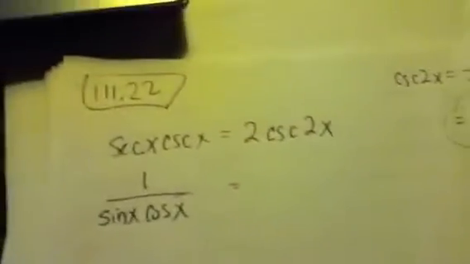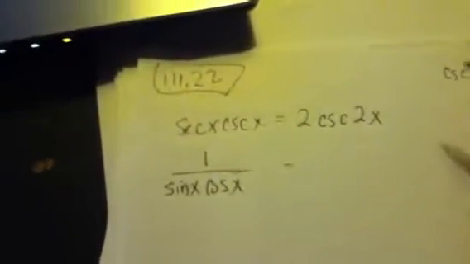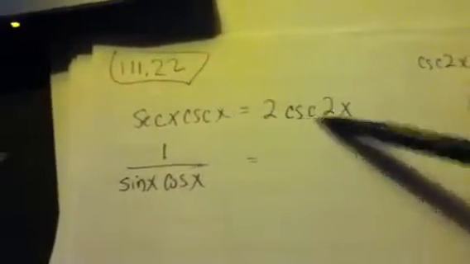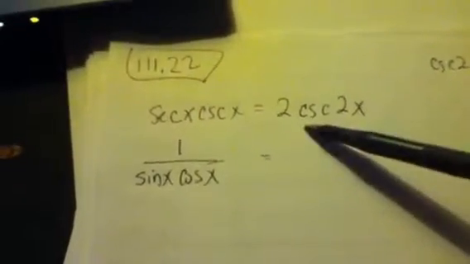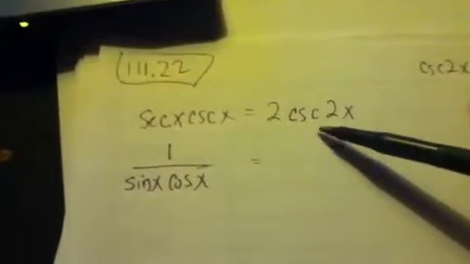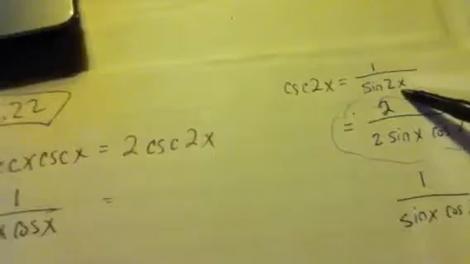Here's 111 number 22. It's one of those show problems, so we're going to show the left hand side looks like the right hand side. On this one I kind of had to cheat a little bit. I looked at this, I couldn't remember what this identity was, so I looked it up in my book. Of course there's not one for cosecant, but cosecant is the reciprocal of sine.